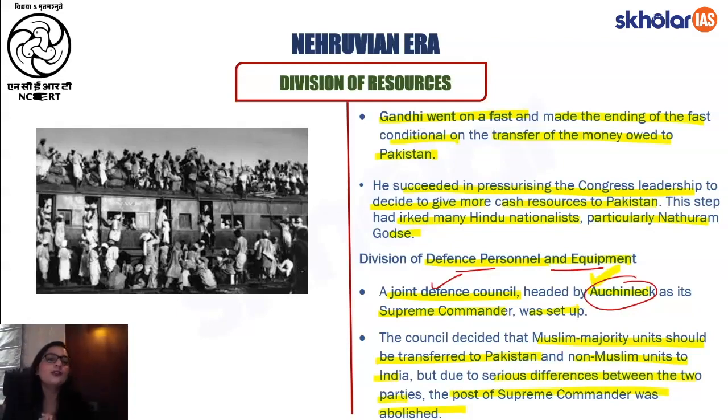So students, with this, we have completed our discussion on some of the topics pertaining to the Nehruvian era. We are going to discuss other topics in our upcoming lectures next week.